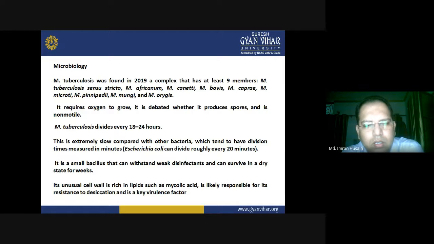It is unusual. Its cell wall is rich in lipids such as mycolic acid, which is likely responsible for resistance to desiccation and is a likely virulence factor. So, this unusual cell wall that is rich in lipids and mycolic acid is extremely lethal, and most probably it is responsible for resistance to desiccation, which comes under the virulence factors that enable it to cause many diseases.